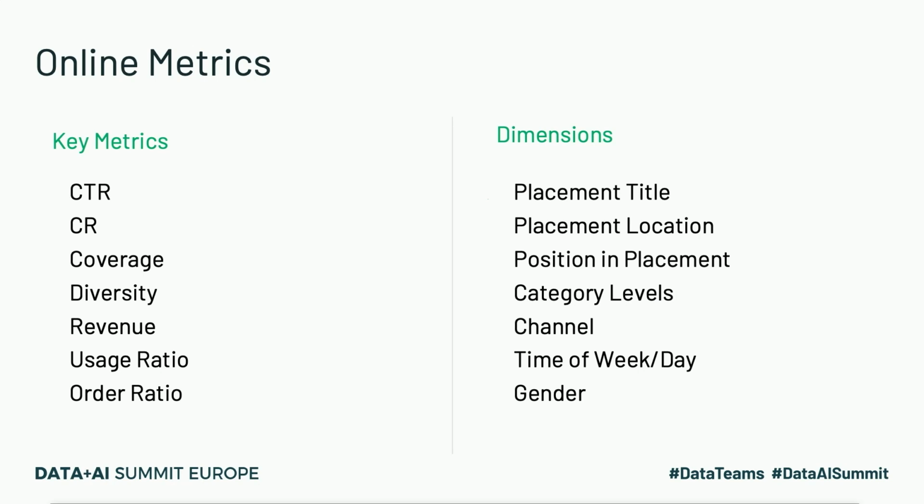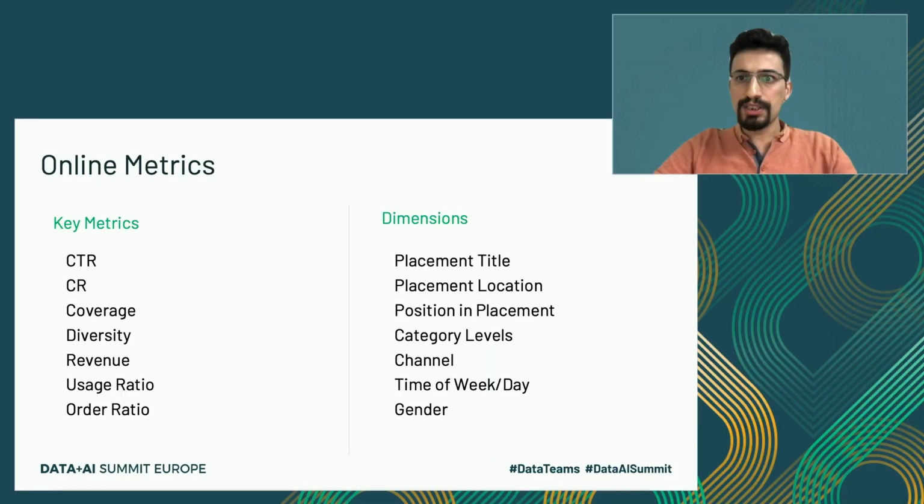Best way to understand the real success or fail of a recommendation model is performing it on the production, gathering clickstream and order data and analyzing them under the well-known headings, which are conversion-related metrics, coverage-related metrics, and order revenue related metrics. These metrics can be grouped in terms of different dimensions such as placement title, channel, and gender.